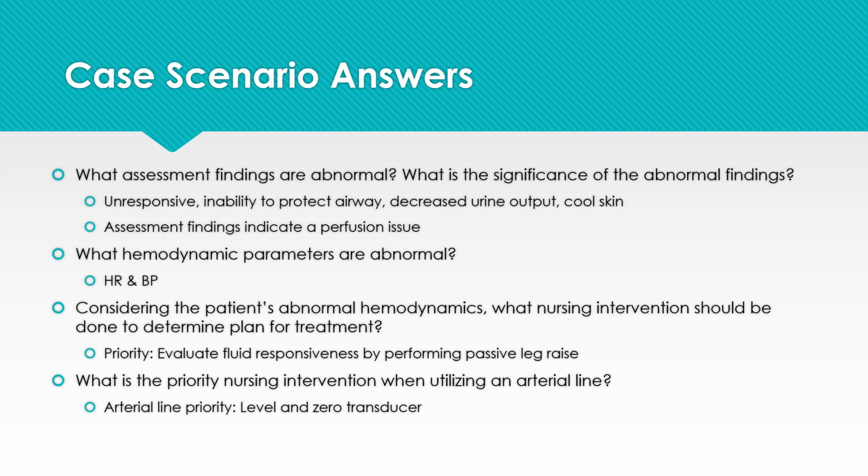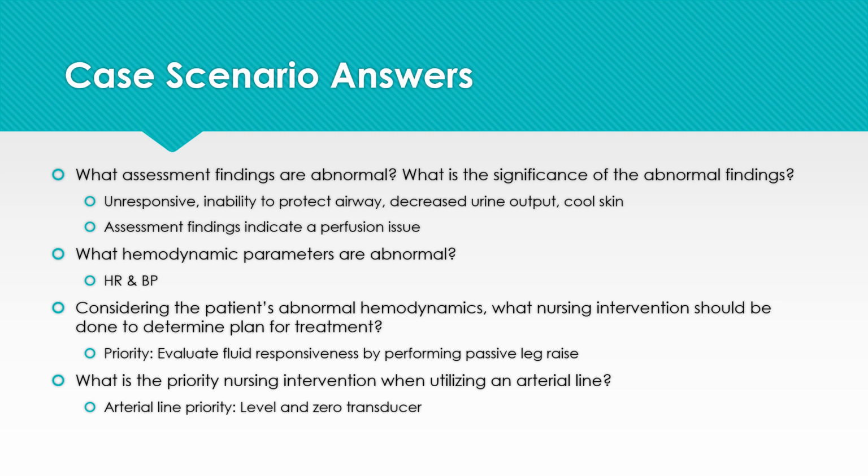What hemodynamic parameters are abnormal in this case study? Hopefully you noticed the heart rate and the blood pressure were abnormal. Considering the patient's abnormal hemodynamics, what nursing intervention should be done to determine the plan of treatment? So remember, the priority is to evaluate the patient's fluid responsiveness, and we do this using a passive leg raise. If that passive leg raise showed no response, so if that stroke volume variation was not greater than 10%, then the next priority would be to support blood pressure using medications.